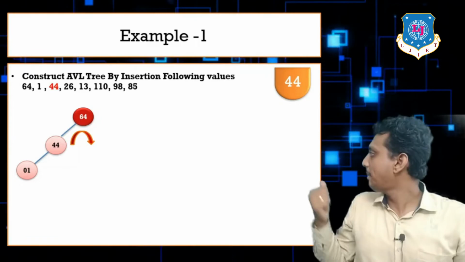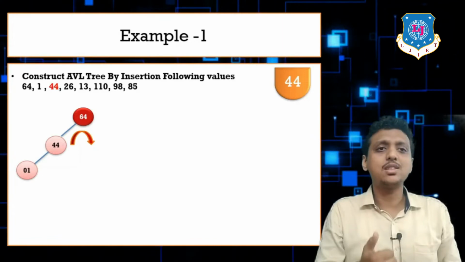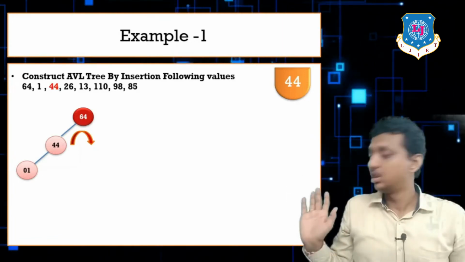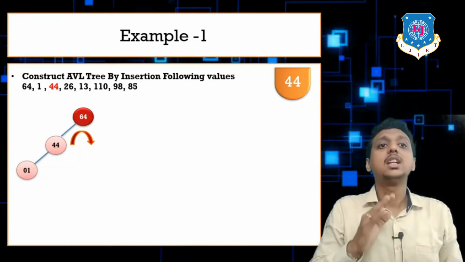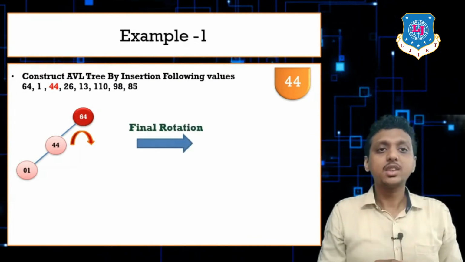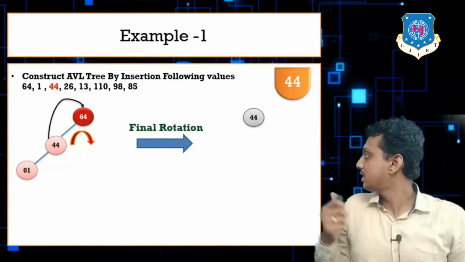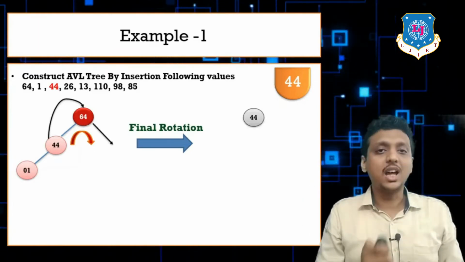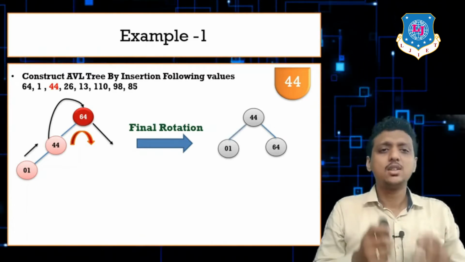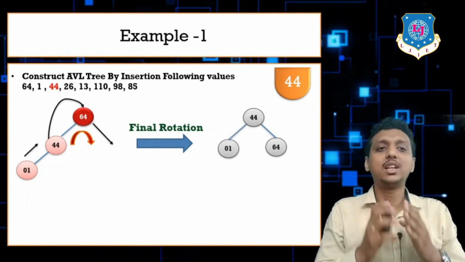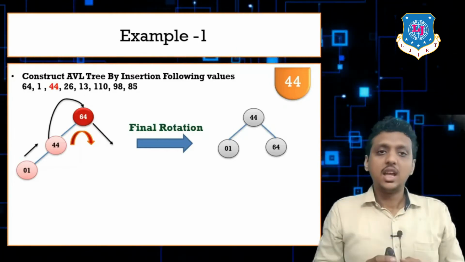Fine. So I am applying right rotation on 64. 44 will take the place of 64, 64 goes down on the right side, and 0, 1 goes up one level. So here is the final rotation, students. 44 takes the place of 64, then 64 goes down on the right side of 44, and 1 becomes the left side of 44. So that is my final answer after inserting 44 and giving an LR rotation. So I get my answer.